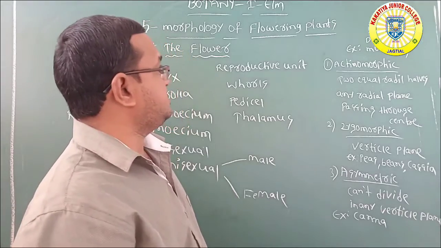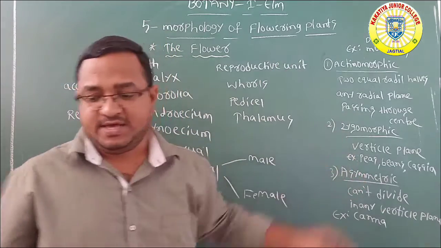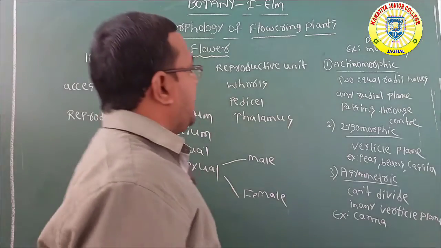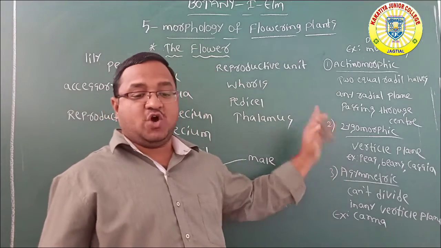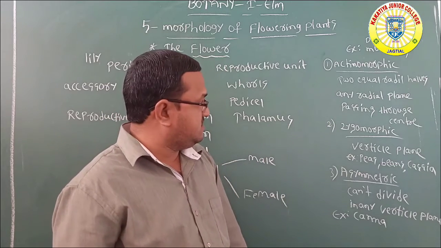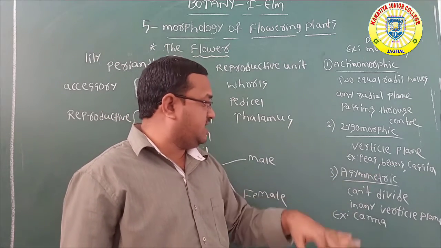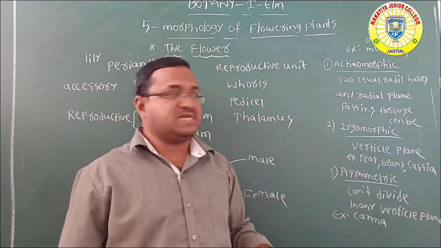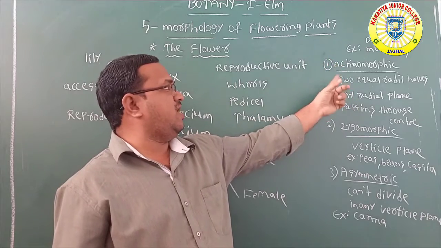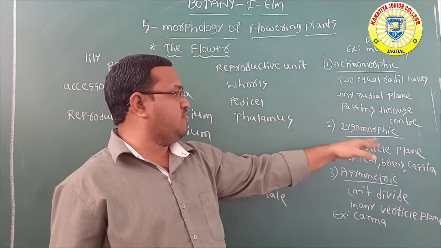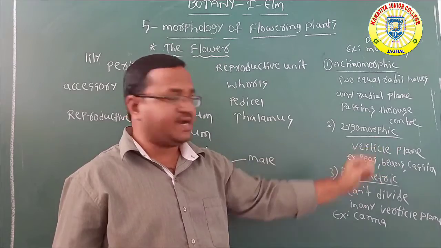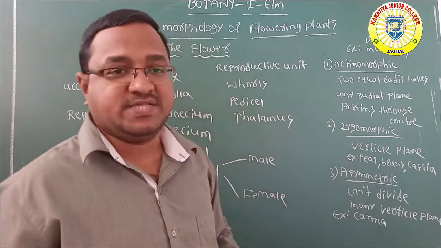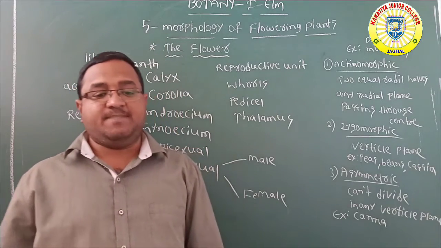So this is about symmetry. Based on symmetry, flowers are mainly three types. First is actinomorphic, second is zygomorphic, third is asymmetric. Examples you can remember: actinomorphic, datura and mustard. Zygomorphic, peas, beans, Cassia auriculata. Asymmetric, Canna indica. These are the examples.